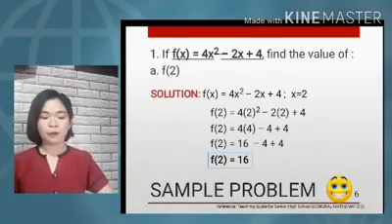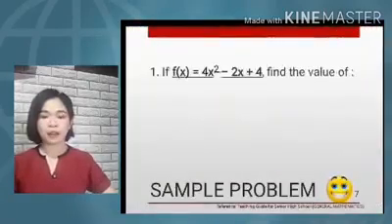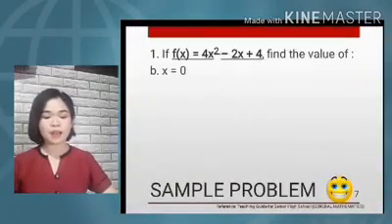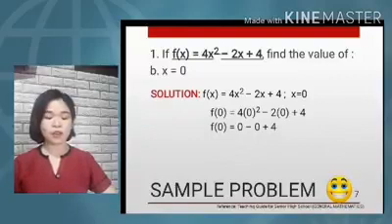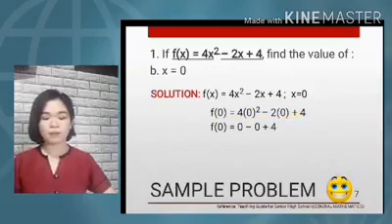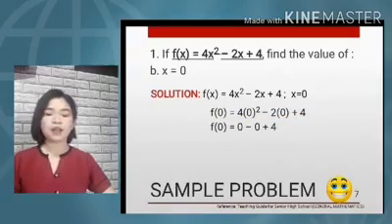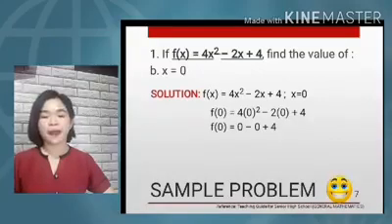Next, number 1, letter B. Same function, however, the value of x is equal to 0. So substitute the value of x in the given function. That will be f of 0 is equal to 4 times the quantity of 0 squared minus 2 times 0 plus 4. So if you still remember, any number that you multiply to 0, the product will always be equal to 0.